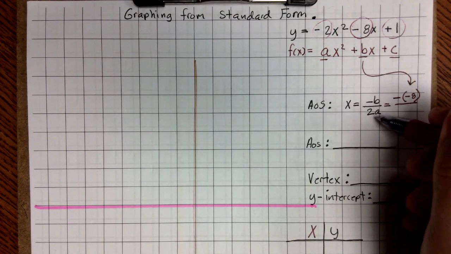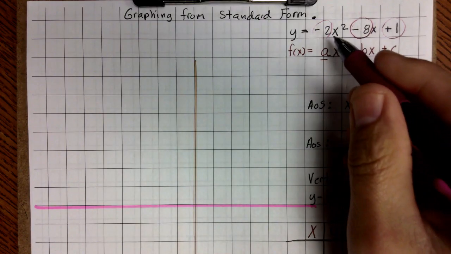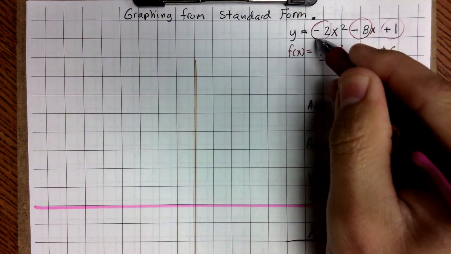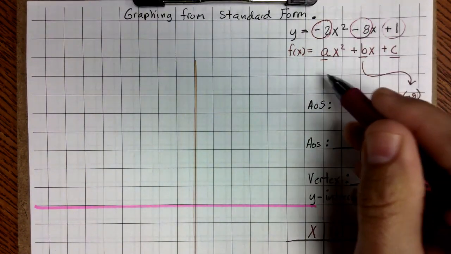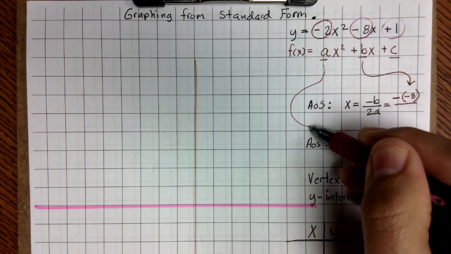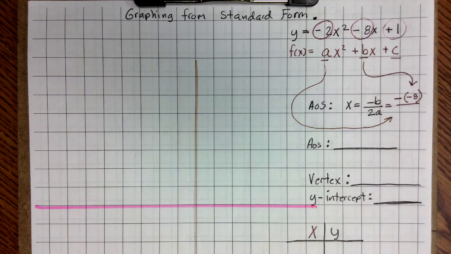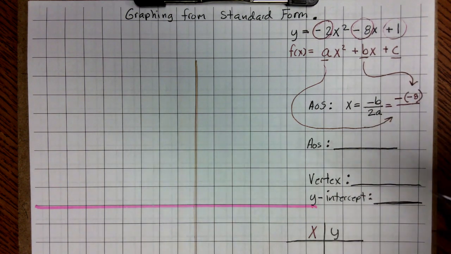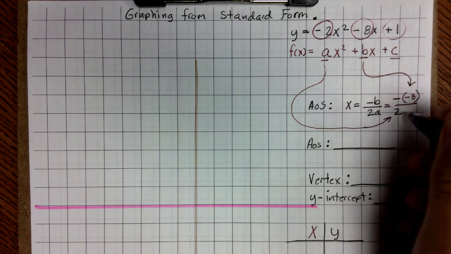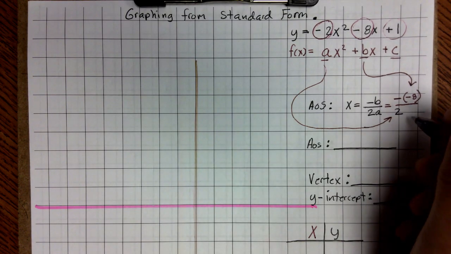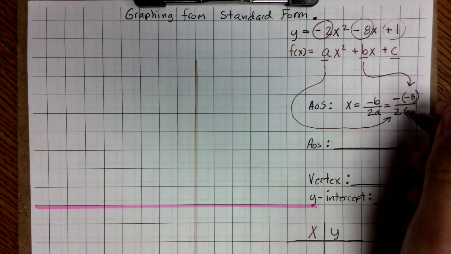And then it's over 2 times a, where our a value is this -2 that's in the very front. And so I'm going to take that a value and bring it over and put it in place for a. So notice right in our formula we do have a 2 that's in front of the a, so I'm going to put the 2 first. And then I'm going to put parentheses and put that a value of -2.